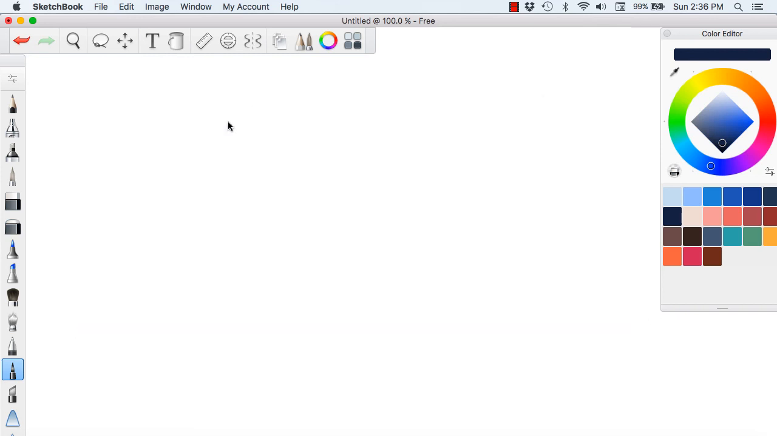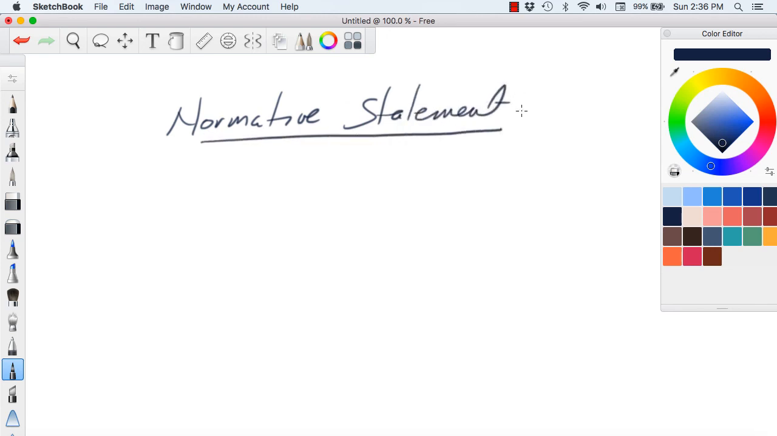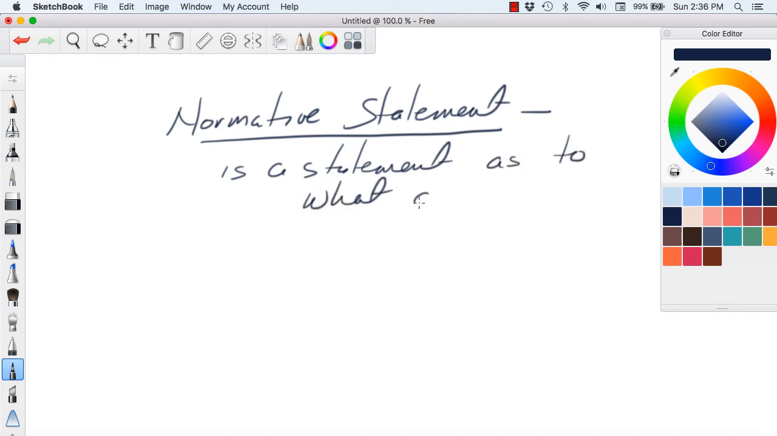Now, contrast a positive statement with a normative statement. A normative statement is a statement as to what one would like to see. So it's not a statement about what is. It's not a statement about what has happened. It's a statement about what we would like to see in the future. Okay? So for instance, here's an example of a normative statement related to the minimum wage.